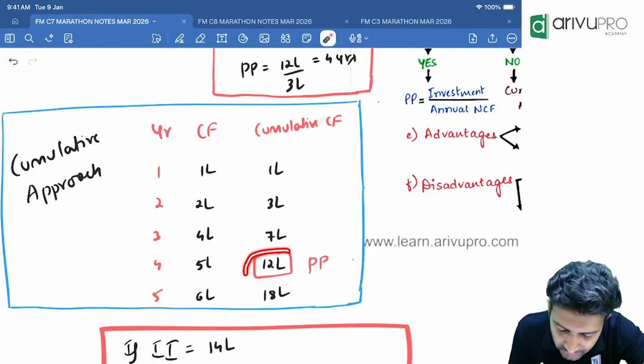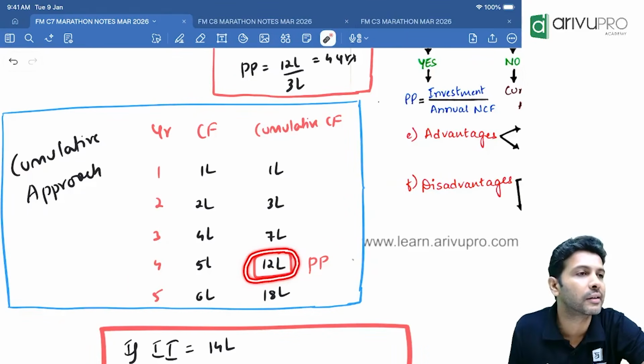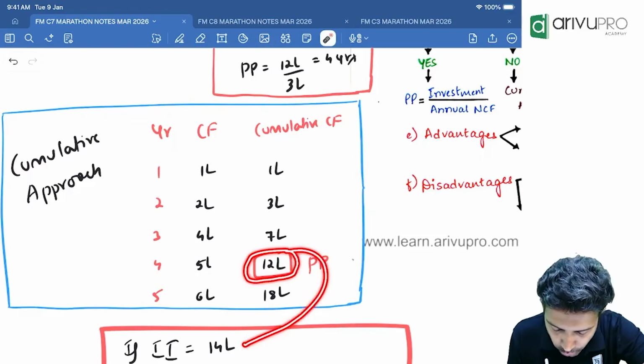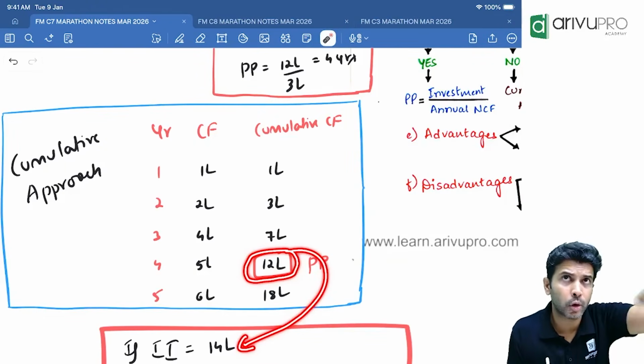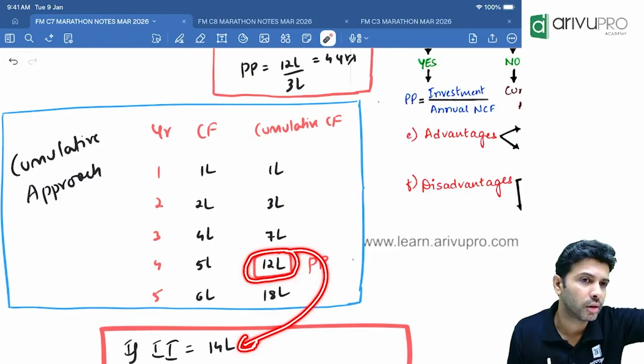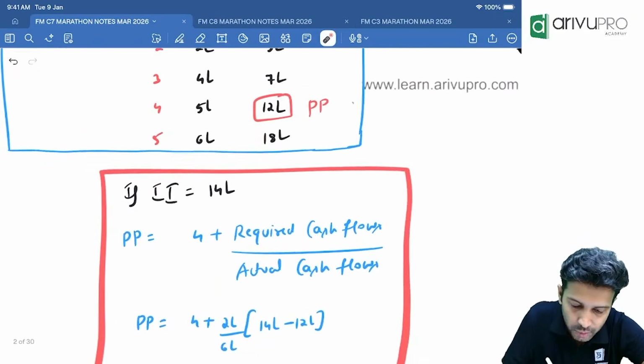Now, up to the 4th year, how much have you already recovered? 12. How much do we want to recover totally? 14. From 12, if you want to go to 14, how much more do we need to recover? 2 lakhs more. So the required cash flow will be 2, and we start with the lower number.